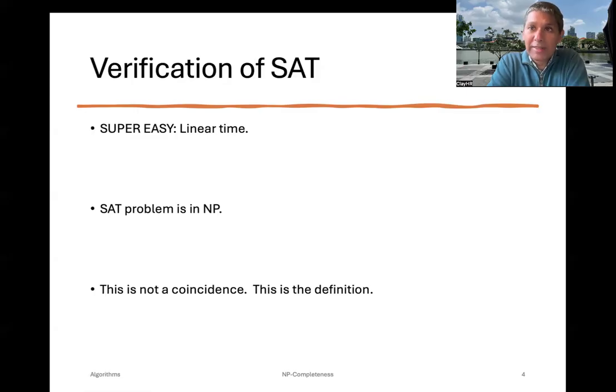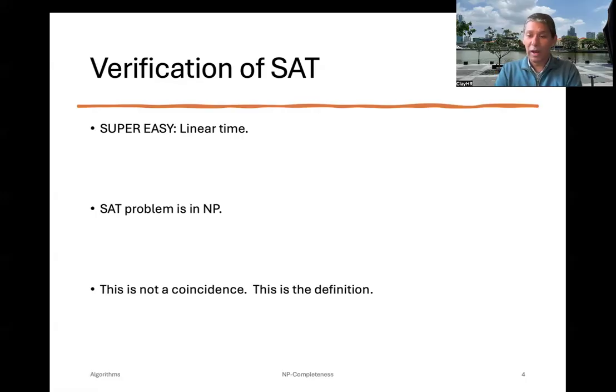Now, if somebody does give us a proposed solution to the satisfiability problem, we can verify it very easily, just by going through all the clauses and seeing: do all the clauses check out? Does each clause have at least one true literal inside it? If so, then we say, okay, yes, the given solution is correct. And if we find that the given solution has missed something, we can say that it is not correct. It's a very simple linear-time verification algorithm.